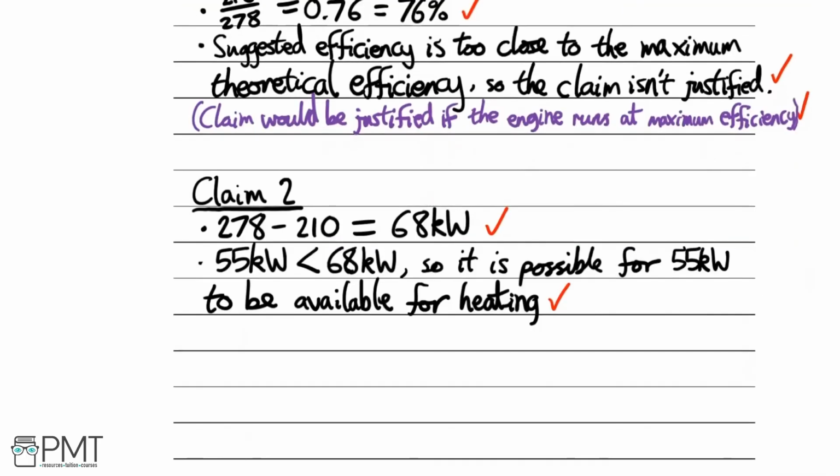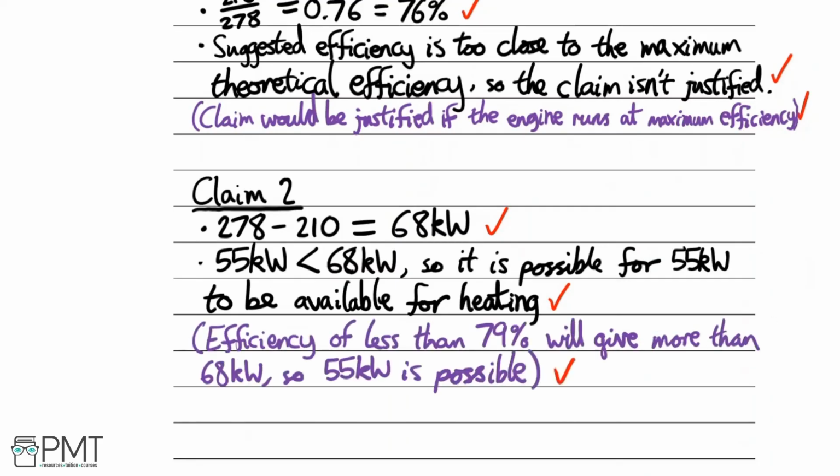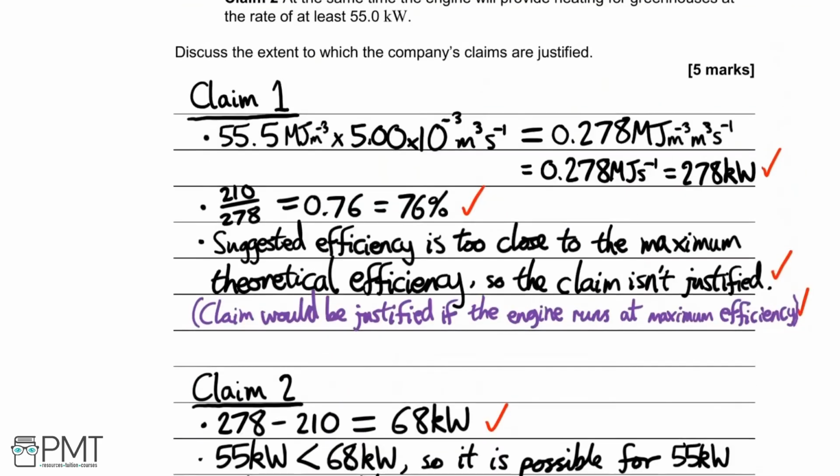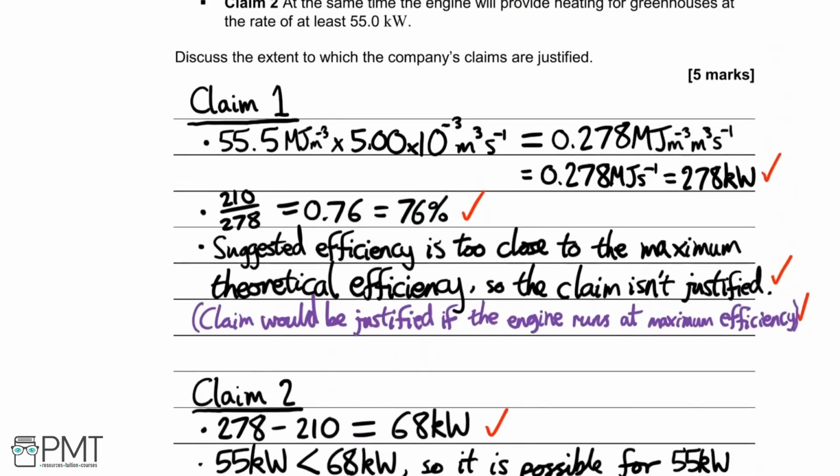If you wanted to, you could mention that if the efficiency is any lower than the maximum theoretical, i.e. 79%, the wasted power is going to be more than 68 kilowatts. So 55 kilowatts is perfectly reasonable. Now, ignoring the 2 points that I've written in purple, there are 5 points which are given marks in this answer. So those are the 5 points you need for this question. But some of them could be swapped out for the points that I've made in purple.